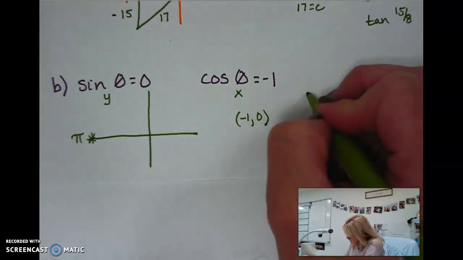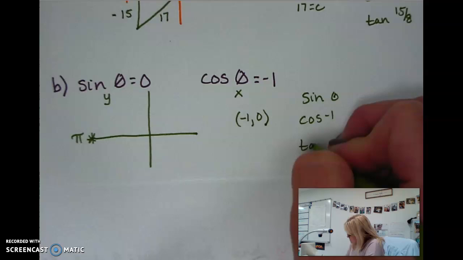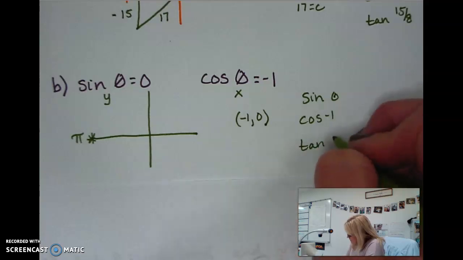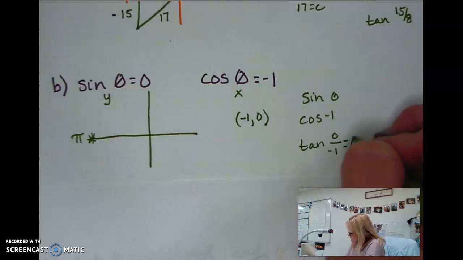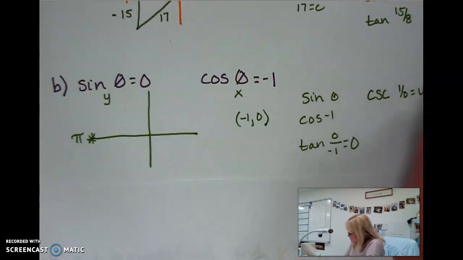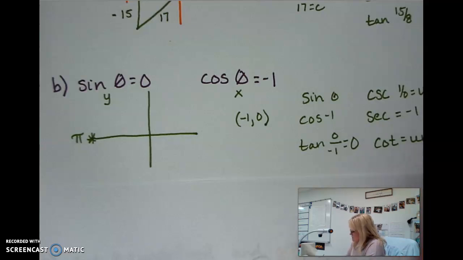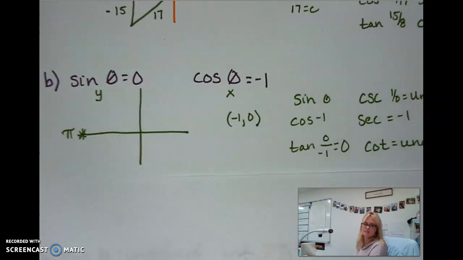So sine is 0, cosine is negative 1, tangent is y over x, or 0 over negative 1, which is 0. When I flip 0, I get 1 over 0, or undefined. When I flip negative 1, it is still negative 1. And when I flip 0, I get another undefined. So not always are you going to make a triangle, but you still need to have an x and a y value so that you can find the six trig functions.